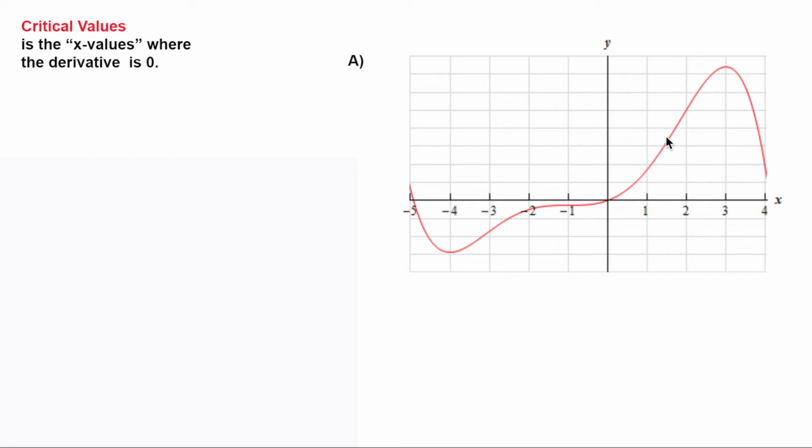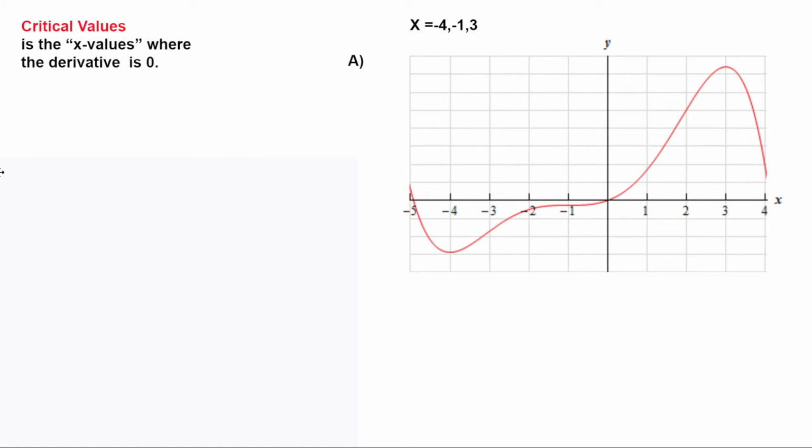And last, as we continue to analyze the graph, we see that another critical value is where x equals 3. So let's write all that down. The critical values for problem A are at x equals -4, -1, and 3. Those are the critical values. Now, these values are very important, especially when you're trying to find the maximum or the minimum. So being able to find those values is very important.